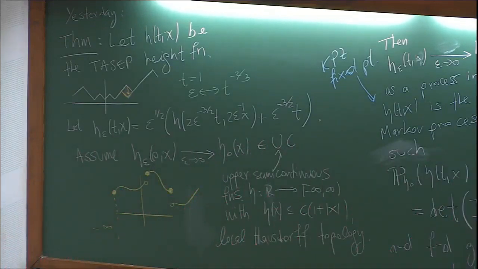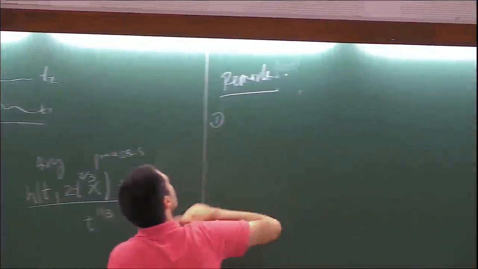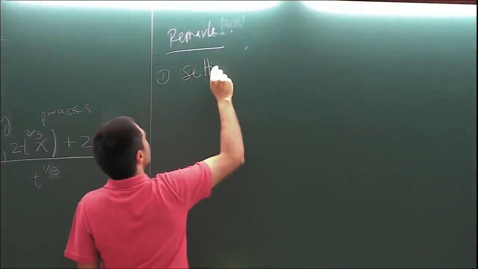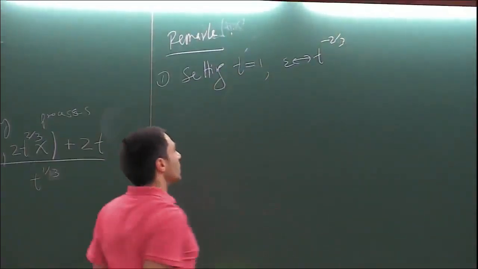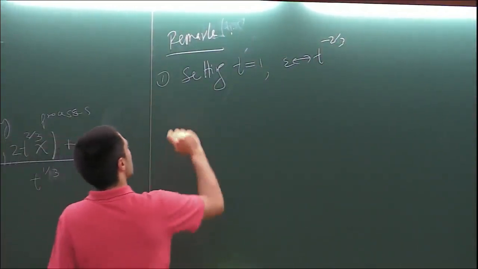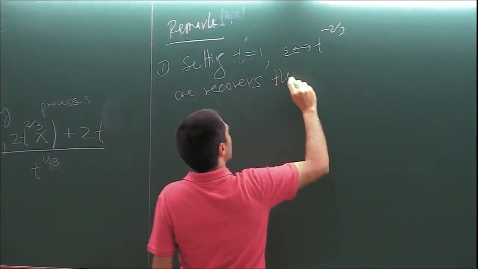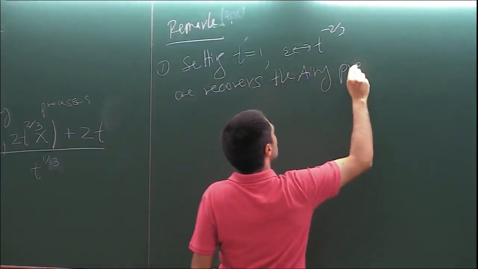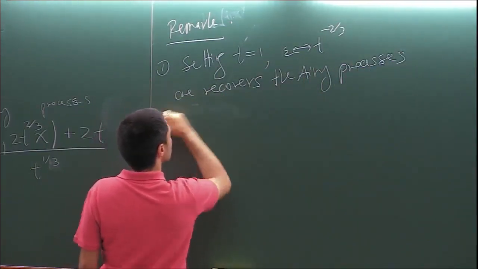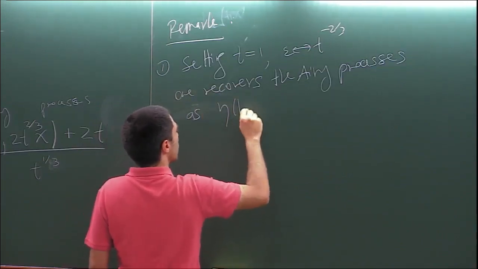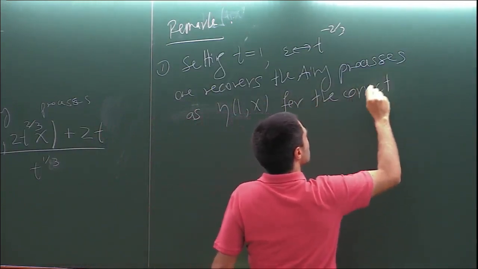So let's say we mark: setting t equals 1, and epsilon replaced by t to the minus 2/3, recovers the Ayyer processes as h of 1 comma x for the correct initial conditions.